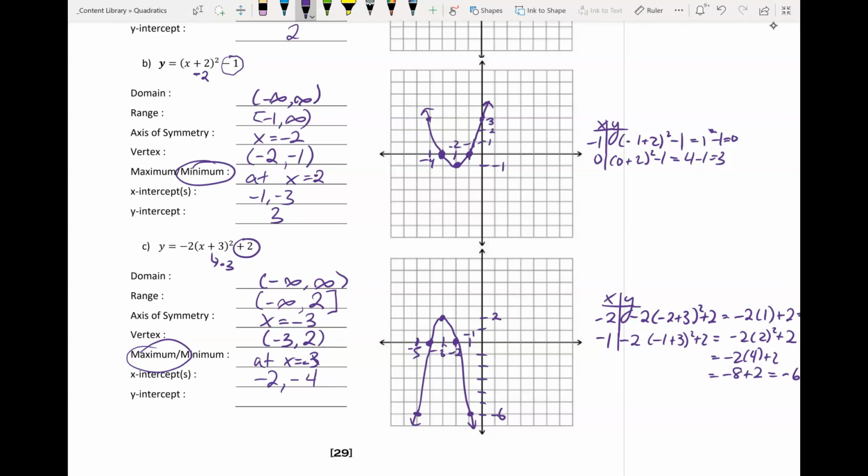So in order to find our y-intercept, we're going to set x equal to 0. So that's -2 times 3 squared plus 2, which is -2 times 9 plus 2. It's -18 plus 2. That's -16. So that is our y-intercept. So set x to 0 whenever you need to find the y-intercept.